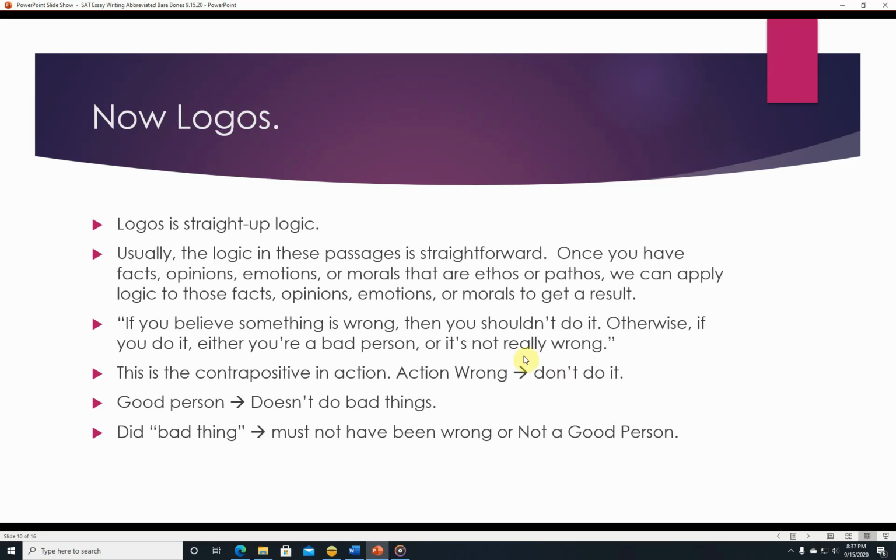Say good people don't do wrong things. So a good person doesn't do bad things. If you did a bad thing, then you must not be a good person. Or if you did something that people call a bad thing, it must be that it's not really bad, because that would be the contrapositive, etc. So that's just basic logic.